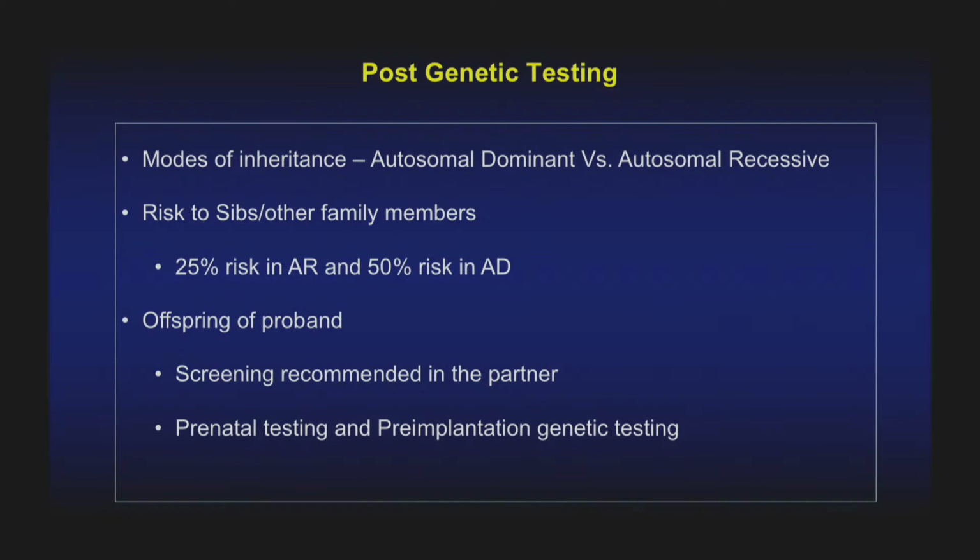And for offspring of the proband, screening is recommended in the partner, in case they are not married and they wish to get married. This is something called carrier testing. This is also recommended. And then prenatal testing and pre-implantation genetic testing is also recommended in case a screening test is not done prior to marriage.